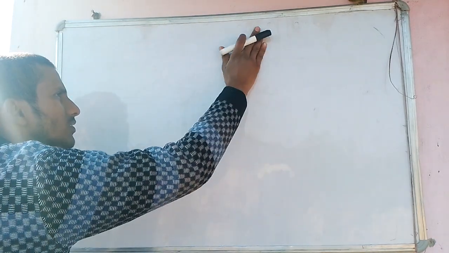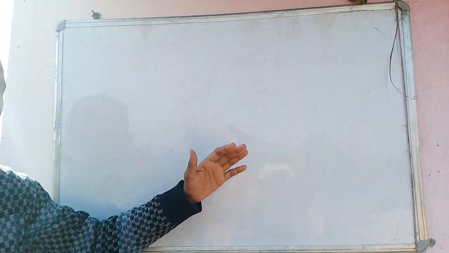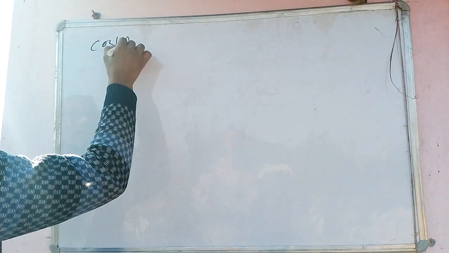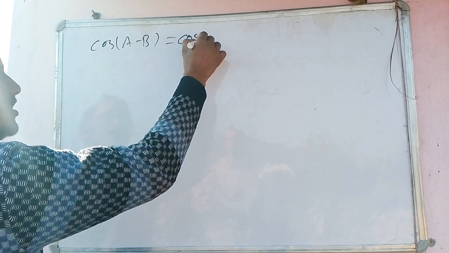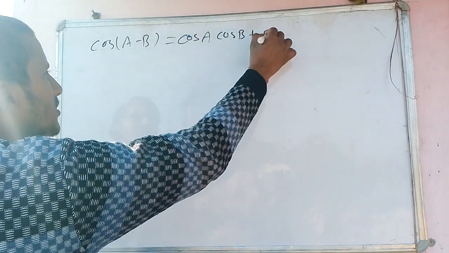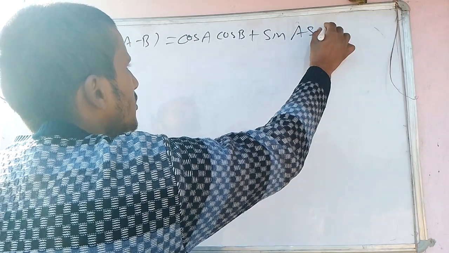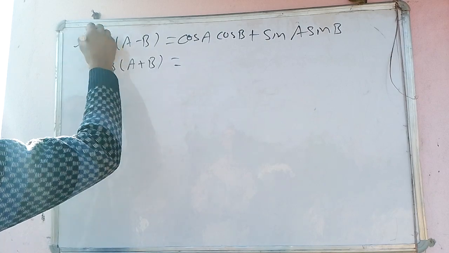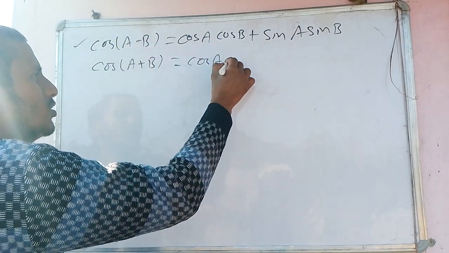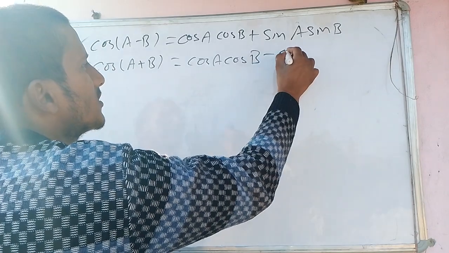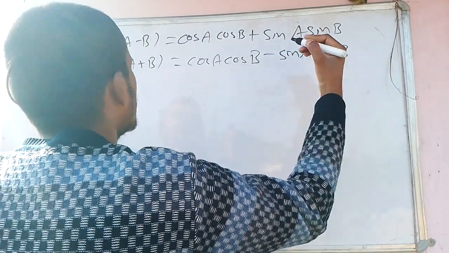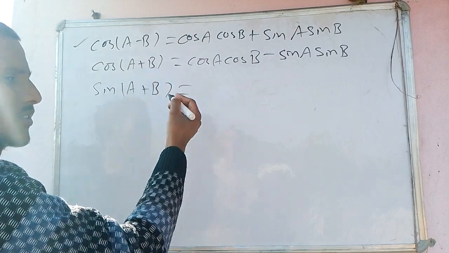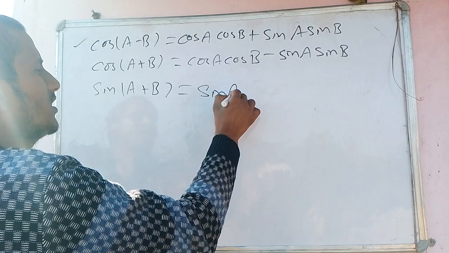Now if you have the formula of cosine A minus B, you can derive the formula of cosine A plus B. Okay, so we have these formulas now. Cosine A minus B was cosine A cosine B plus sine A sine B, and then you can derive the cosine A plus B formula from this formula. This is going to be cosine A cosine B minus sine A sine B. And in the same way you can derive the formula of sine A plus B, from this.